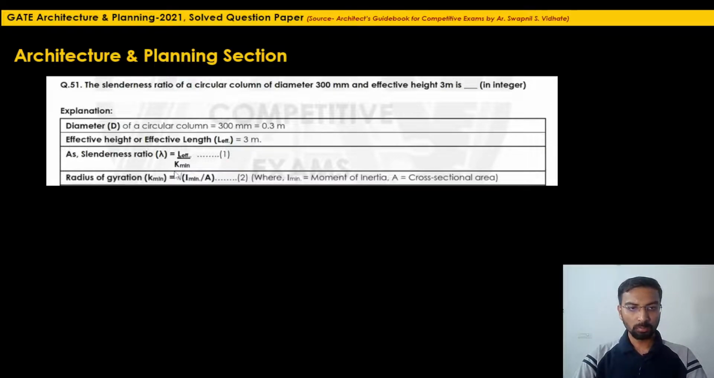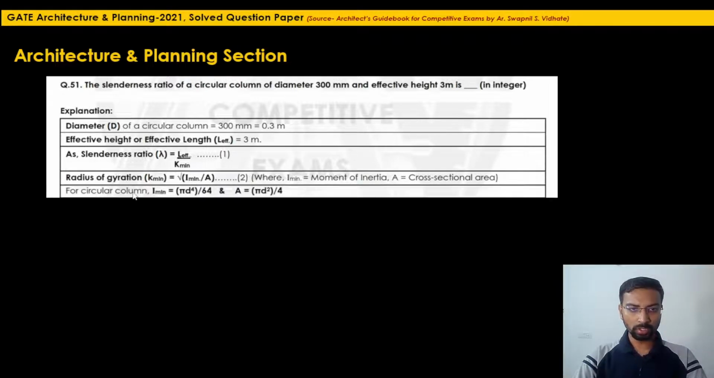So what is the formula to identify K minimum? These are the formulas related to slenderness ratio. So one can make notes on this particular topic. This is the kind of information important related to these problems. So radius of gyration will be different for different column conditions. Radius of gyration here is square root of I minimum upon A. What is I minimum? It is moment of inertia, and A will be the cross sectional area.